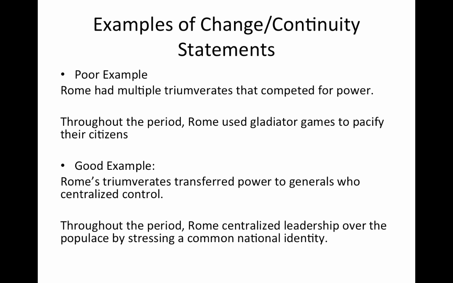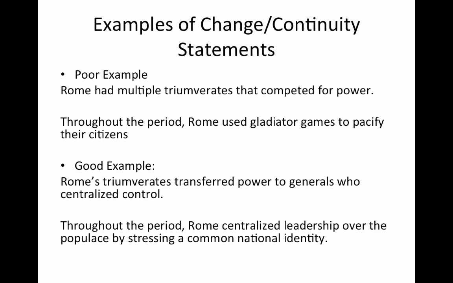Here's a poor example of a continuity statement. Throughout the period, Rome used gladiator games to pacify their citizens. Again, great statement. Here's the problem with it. It doesn't relate back to the question. It doesn't talk about how we move from a republic into an empire.